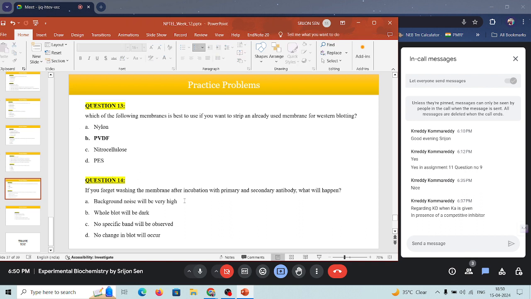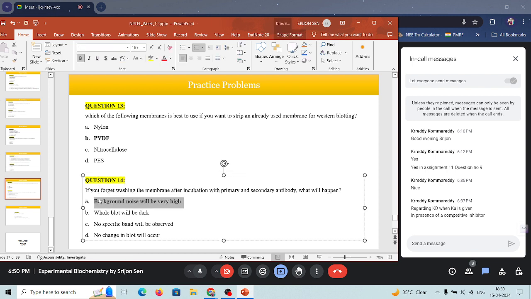If you forget washing the membrane after incubation with primary and secondary antibody, what will happen? I think many options are correct here. A is one of the options: background noise will be high. The whole blot will be dark. No specific band will be observed. Fantastic. So all three options are correct over here.